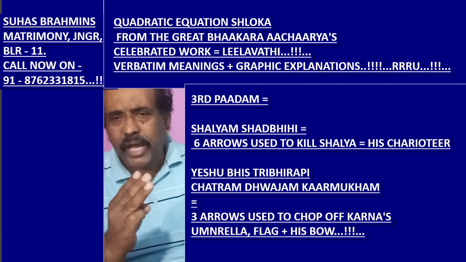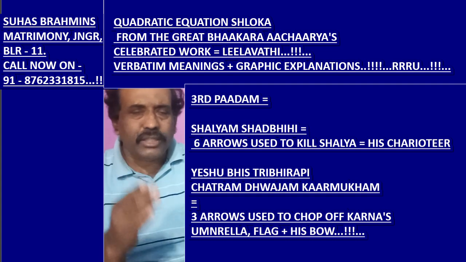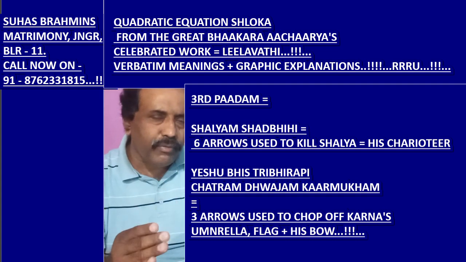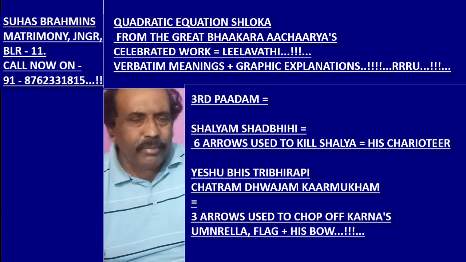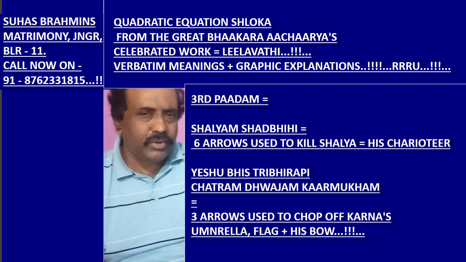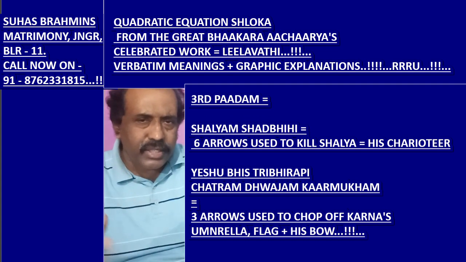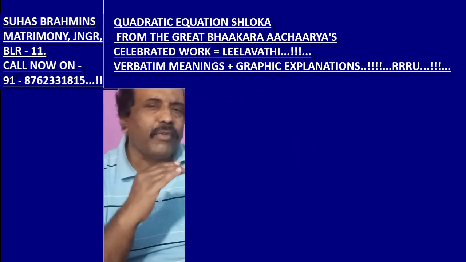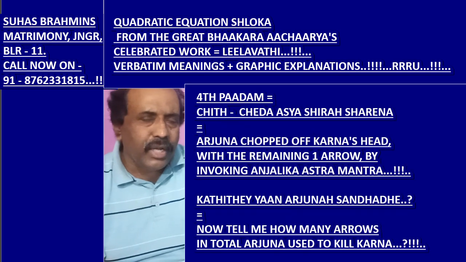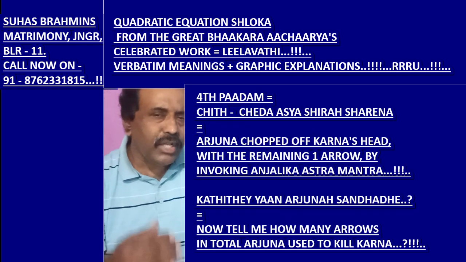Arjuna used 3 arrows, the remaining 3 arrows: Chhatram, Dhvajam, Karmukham, to chop off the umbrella, then the flag, and then the bow of Karna. The remaining 1: Chiche Dasya Shirasharena, he invoked the Anjalika astra and chopped off his neck. That's how he killed Karna, by using the Anjalika astra.